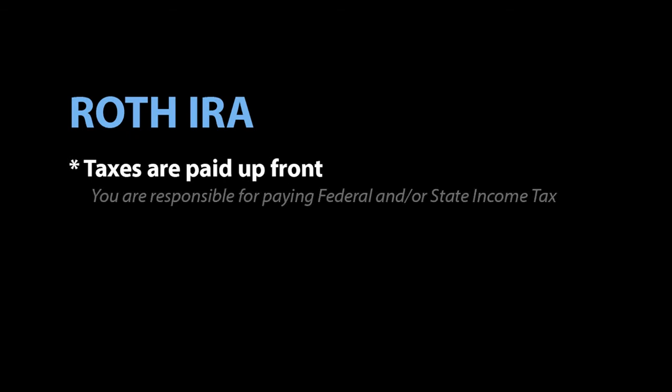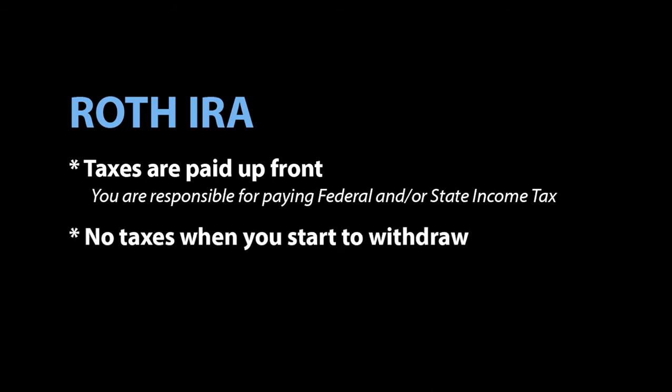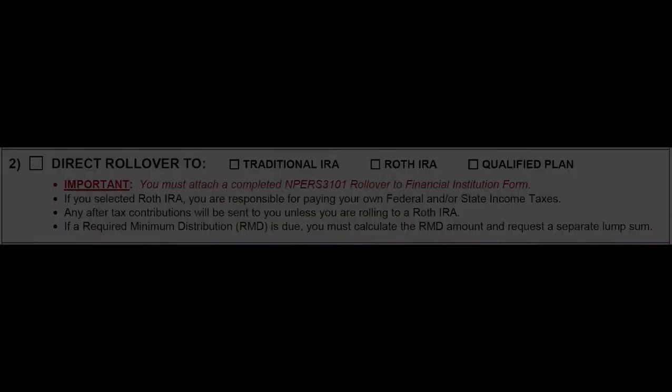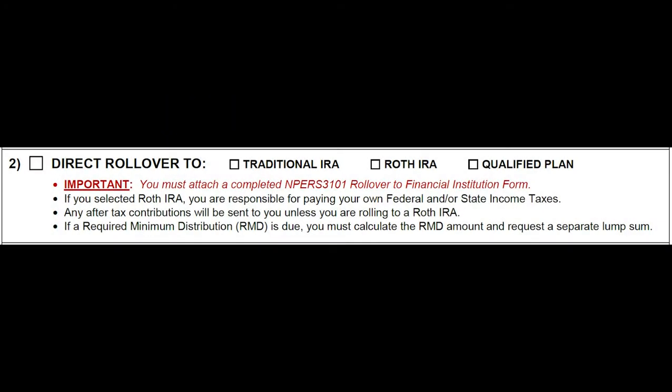If you select this option, you are responsible for paying your own federal and/or state income taxes. When you are ready to start withdrawing from a Roth IRA account, however, you will not need to pay any taxes. There is also no required minimum distribution during the account owner's lifetime. Finally, you may also choose to roll over your account into another qualified plan.